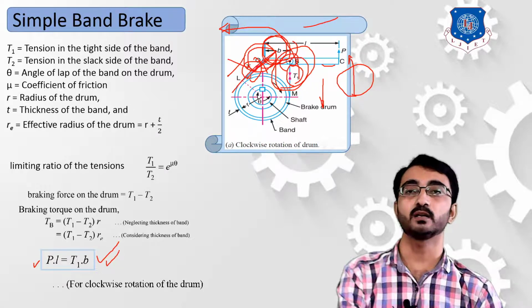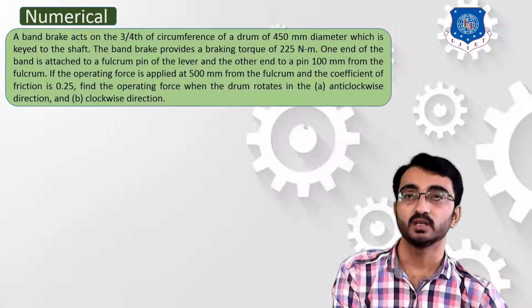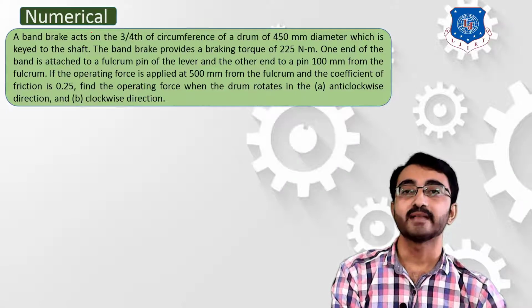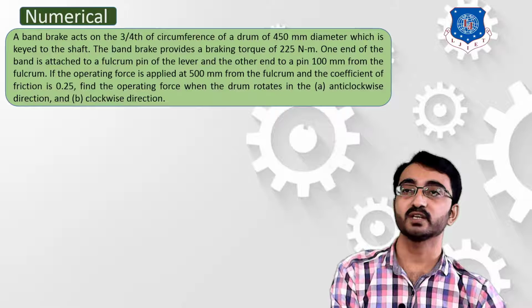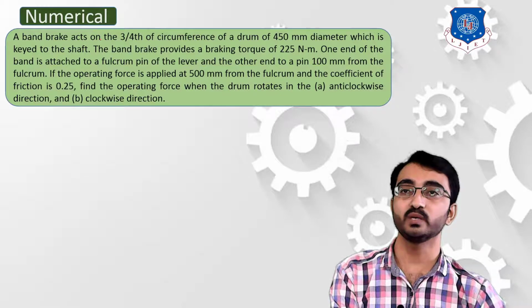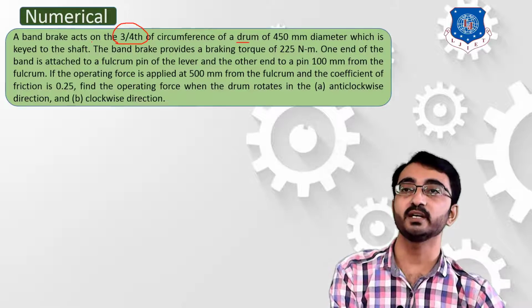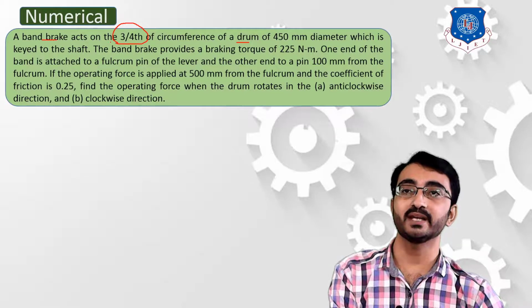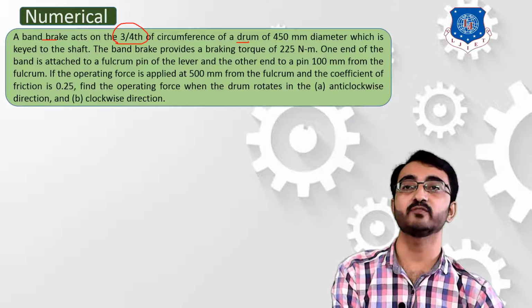Okay, so let's consider one of the numericals of a simple band brake. In this type of numerical, the diagram will not be given, so be careful, you have to refer to all the data carefully. Let's read out this data. First it is given that a band brake is in contact with 3/4 of the circumference of a drum. So your first data, that is the theta angle, is given as 3/4 in contact.